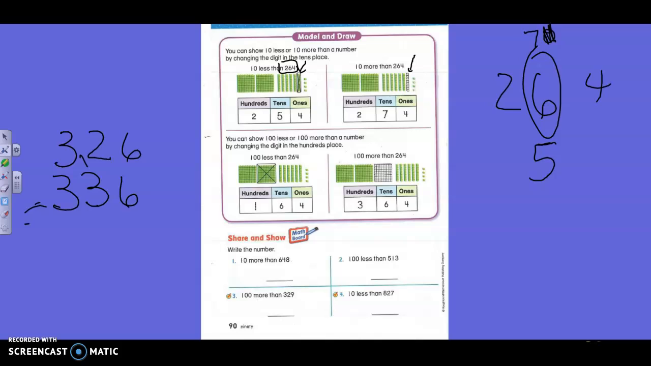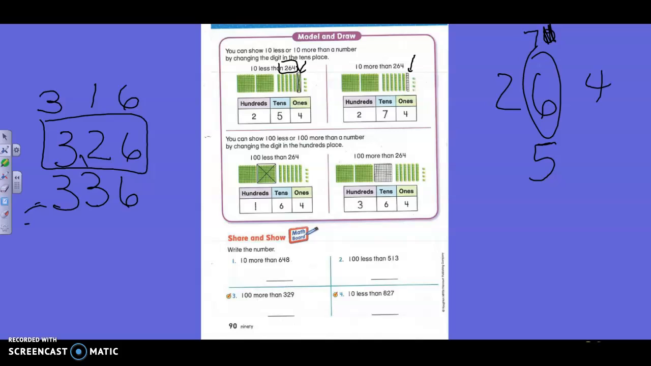What if I want 10 less than 326? Does my hundreds change? No. Does my ones change? No. Okay. But the 2 then changes to what? 1. Now what is 10 less than 326? 316. Okay, we're going to do the same thing, boys and girls, but instead, we're changing the hundreds.